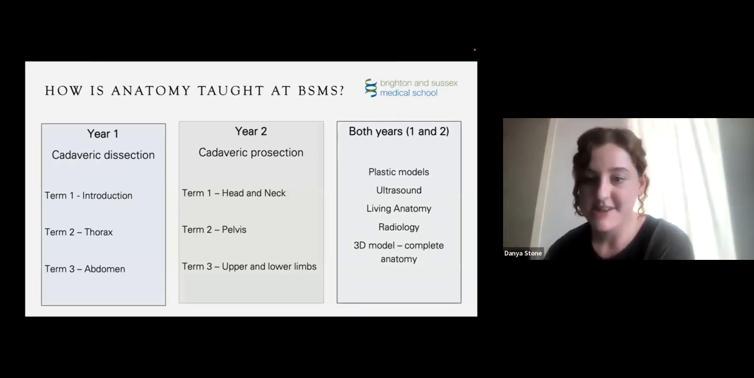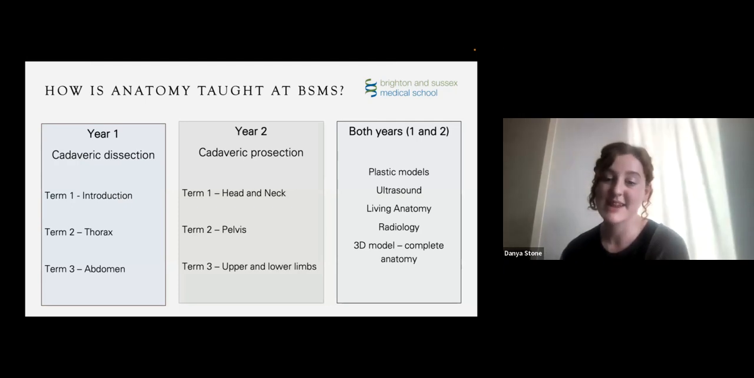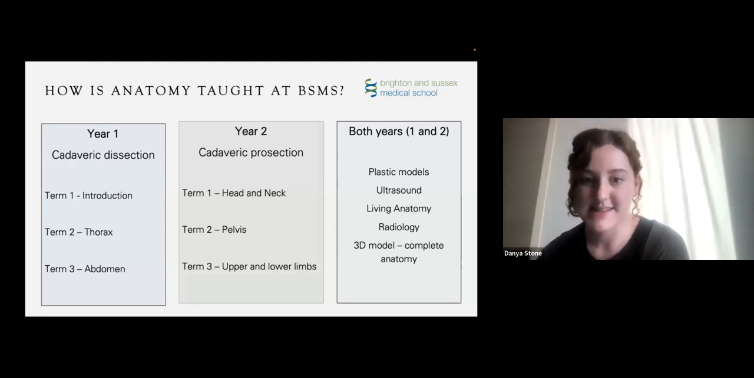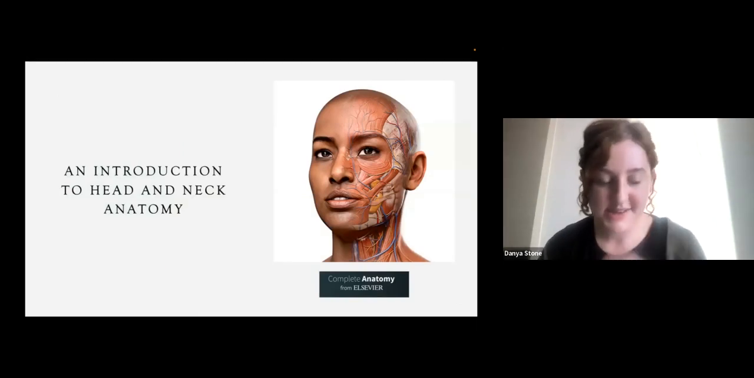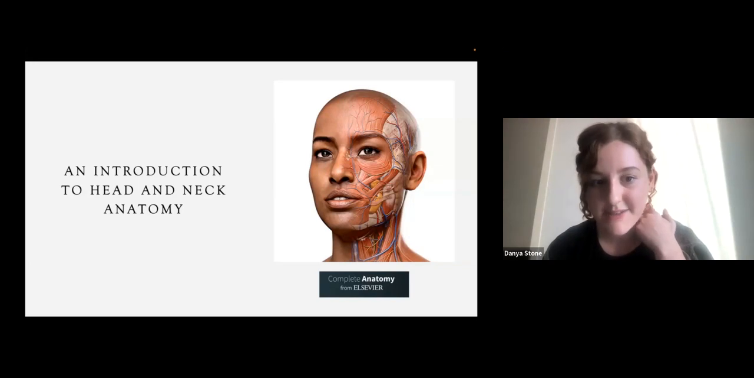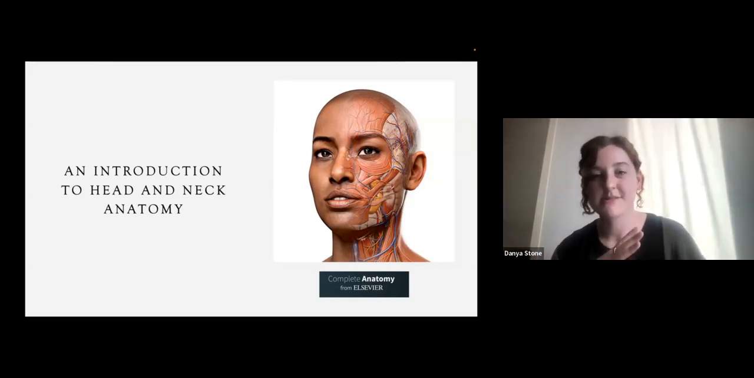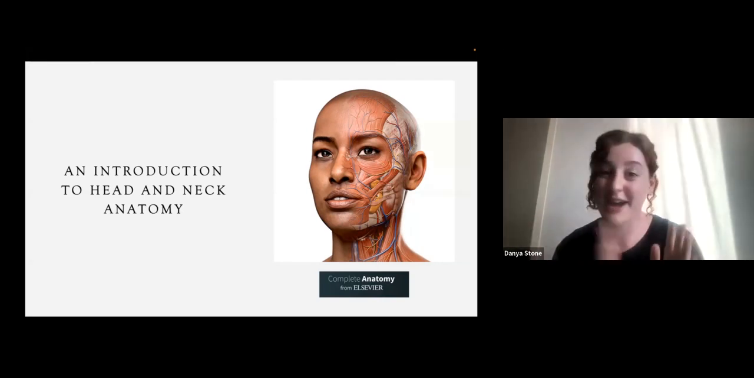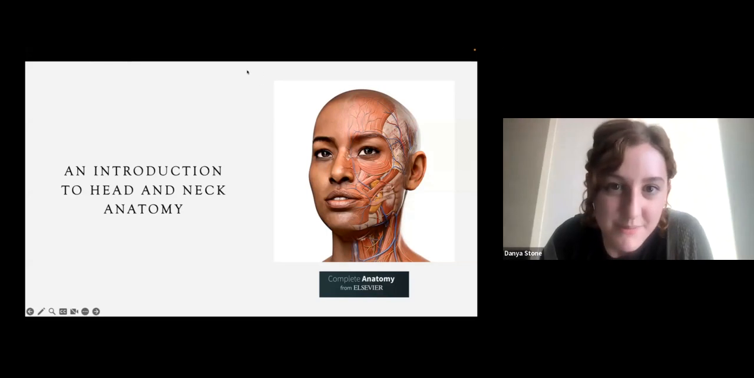Alongside cadaveric dissection and prosection, we also use a lot of the things I've just spoken to you about. So we use plastic models, we use ultrasound, we use living anatomy, radiology, and complete anatomy, the 3D model. Okay, so I'm just going to pause there to check on the Q&A. So if you do have any questions specifically about dissection and how it's taught, how it's used to teach anatomy, or anything I've spoken about already, do pop them in there.